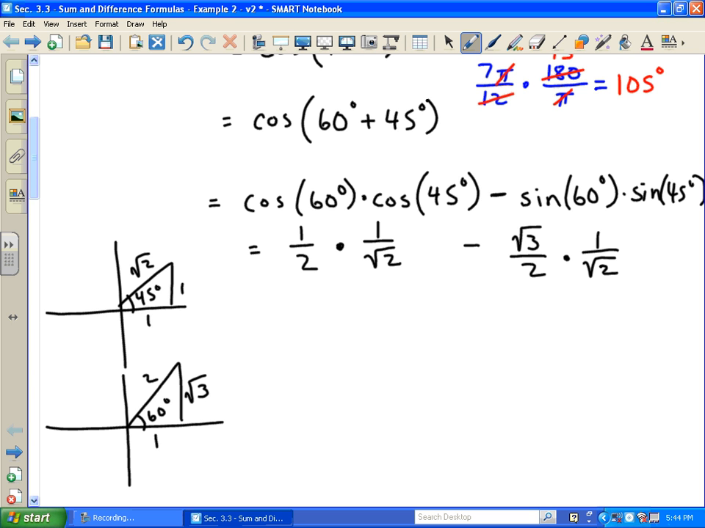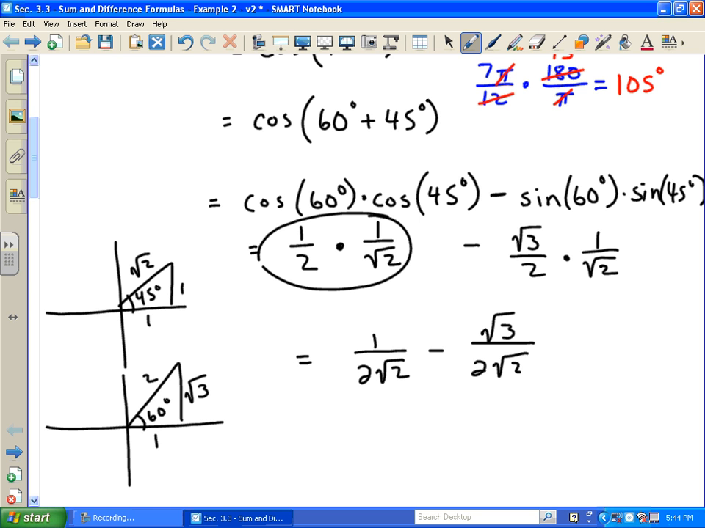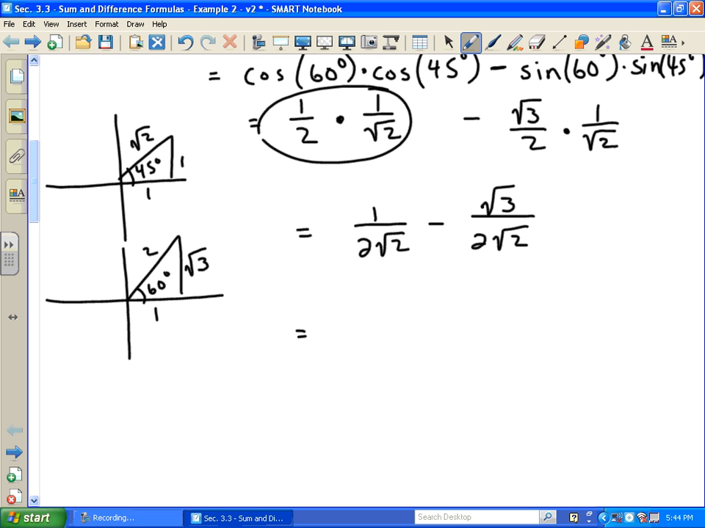Okay, simplify these two fractions together by first multiplying. I'd multiply these two together first. I'd have 1 over 2 square roots of 2, and then minus the square root of 3 over 2 square roots of 2. My next step would be to combine. I already have a common denominator, and so I can combine by saying 1 minus the square root of 3 on the top, and then over 2 square roots of 2 on the bottom.